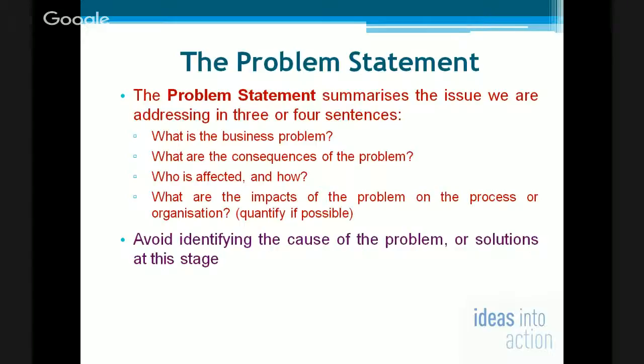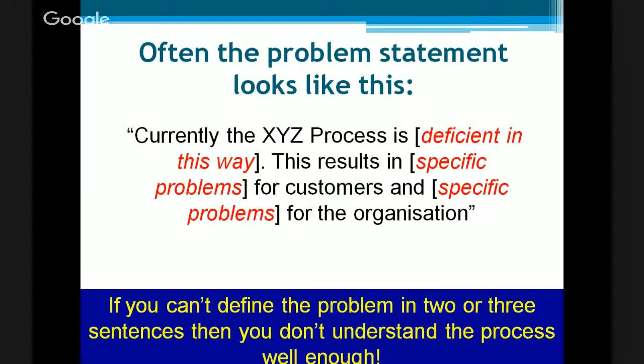The problem statement should avoid identifying the cause of the problem, and we should also avoid trying to come up with any solutions at this stage. We're just trying to summarize the problem into 3 or 4 sentences. So typically a problem statement will look like this. Currently, the XYZ process is deficient in some way, problematic in some way. This results in certain specific problems for customers and certain specified problems for the organization. So 2 or 3 sentences.